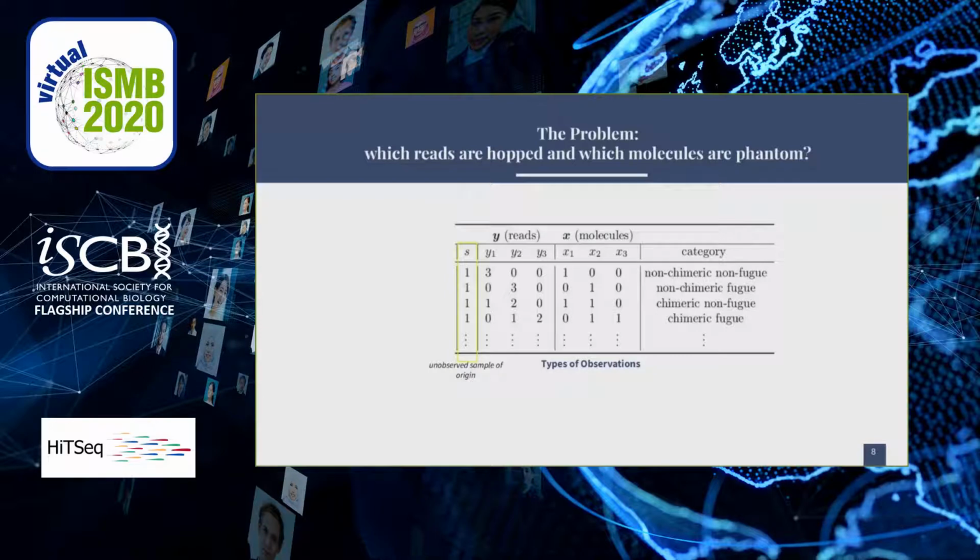For example, observations we call in the model chimeric. There are observations where all the reads from a given sample hop to other samples. For example, 3 reads from sample 1 hop to samples 2 and 3, and this gives rise to 2 phantom molecules in sample 2 and sample 3.